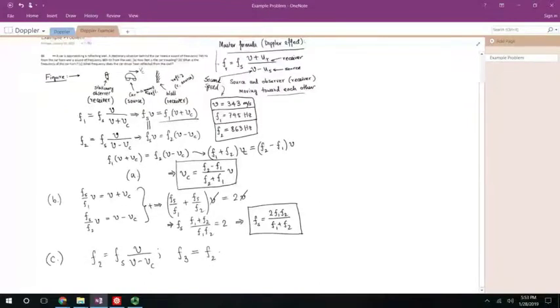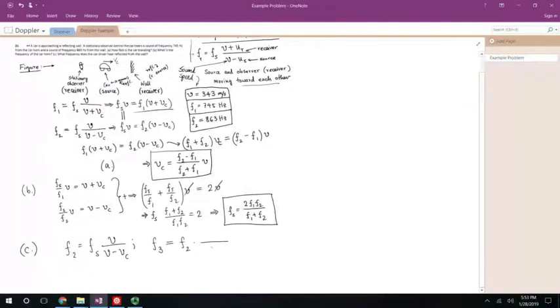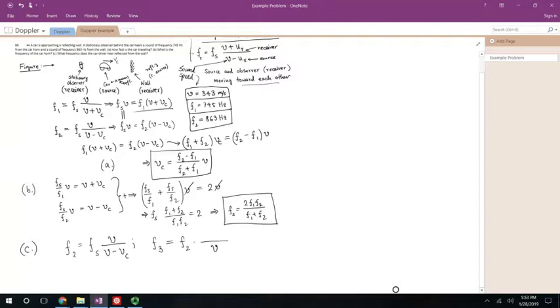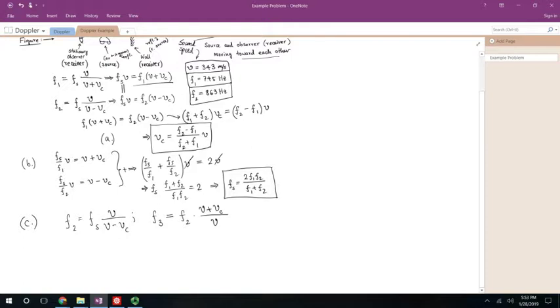That source is not moving, which means in the denominator we have just a V, right? There's no U source, but the receiver is moving toward the source. Since the receiver is moving toward the source, we still have V plus Vc in the numerator. Why Vc? Because the receiver is the car, moving at Vc toward the source. Okay, all right, so now we can combine these two equations.